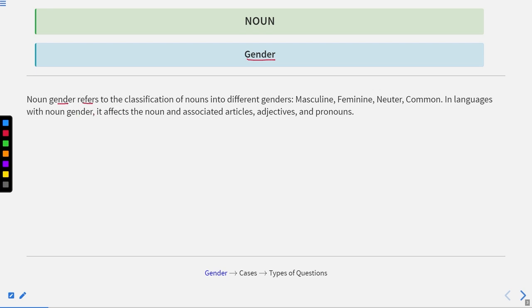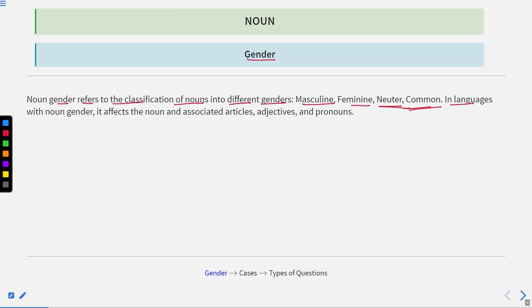Noun gender refers to the classification of nouns into different genders, say masculine, feminine, neuter and common genders. Okay, so these are the 4 genders that we cover in noun. First of all, we cover masculine gender, that refers to male members, and feminine, that refers to female members. So you can learn M for male, M for masculine, F for female and F for feminine. After that, we have neuter gender and then common gender. Now, what are the uses of these genders? What types of noun are covered in which gender? All that we are going to discuss in this session today.